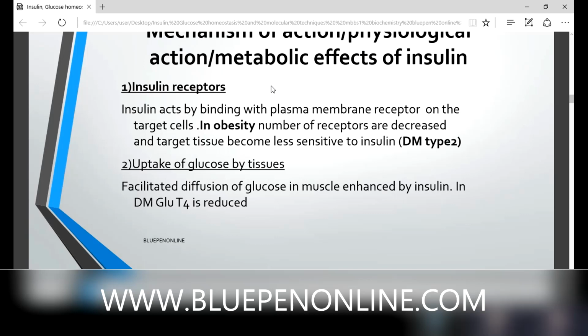If we take an extra amount of insulin, what happens? Hypoglycemia will be there. So it's very dangerous. The amount of insulin is very important. Repeated blood sugar estimation is needed.